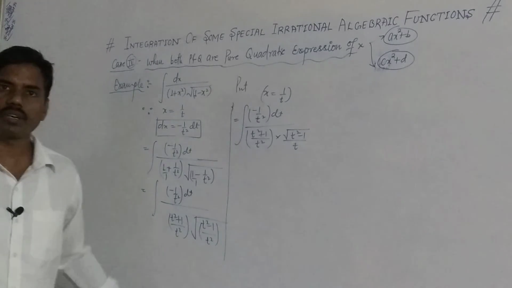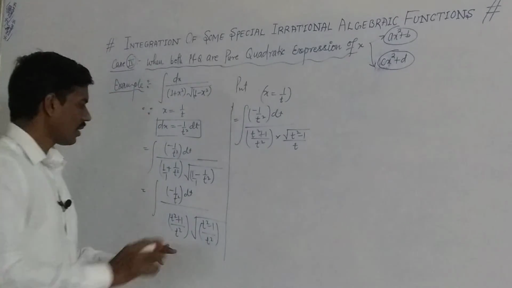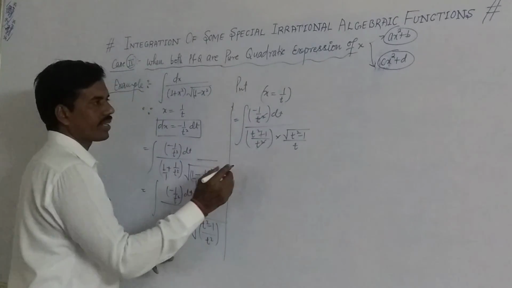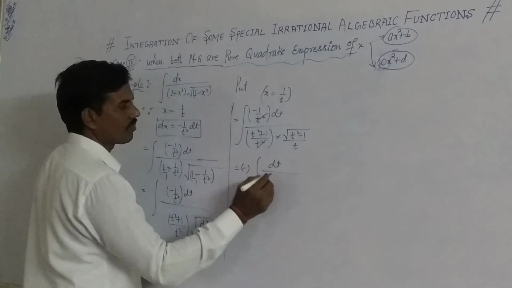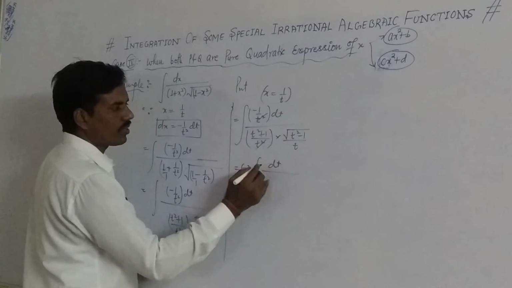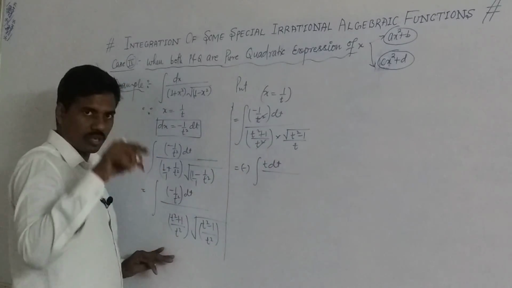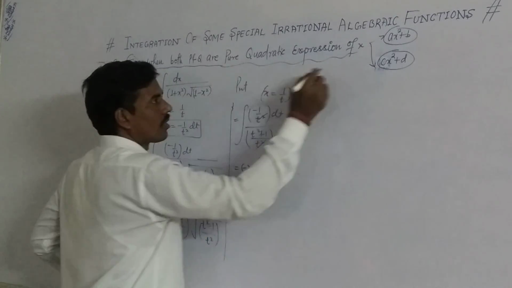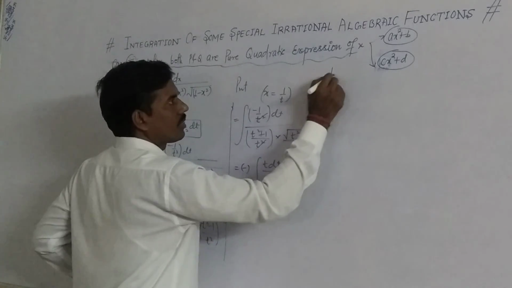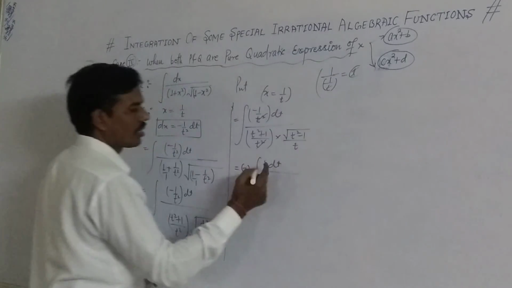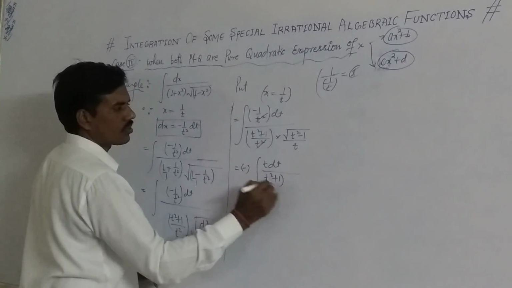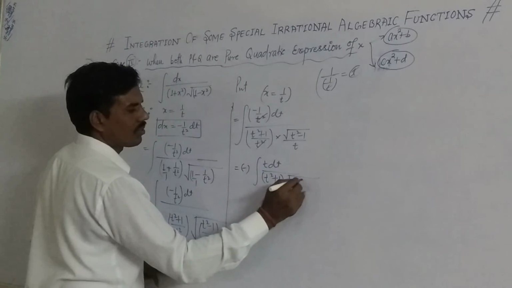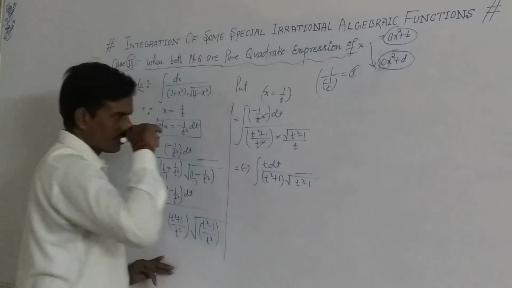Square root of t square is t. Okay, then t square and t square get cancelled. We have dt upon, and 1 upon 1 upon t, that is t. 1 upon 1 upon t is equal to t. Okay, so t dt upon (t square plus 1) under root of (t square minus 1).